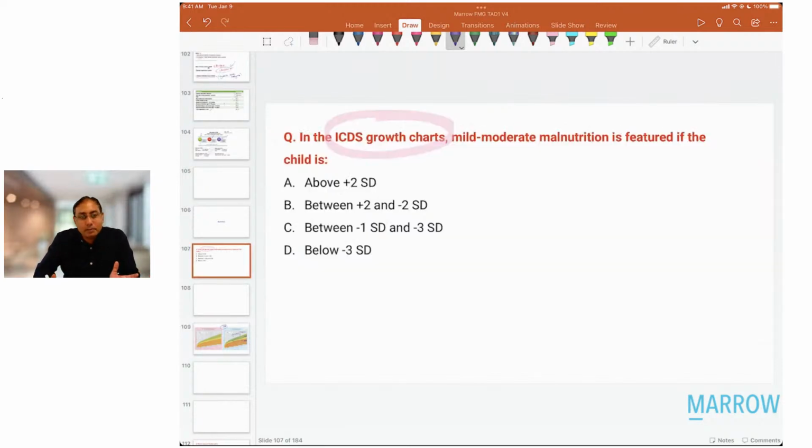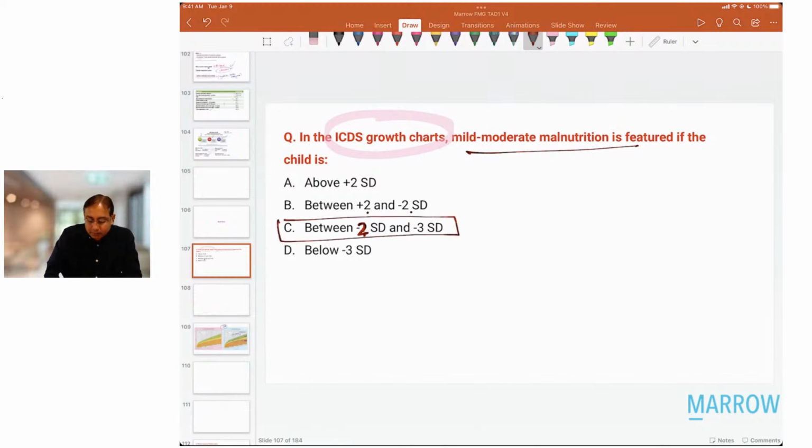So if you understand this, the question asked: mild to moderate malnutrition is featured if the child is between what and what? Between +2 and -2, between -1 and -3, between -3 and +3. So what do you think? Mild to moderate malnutrition is when the child is below -2 and above -3. So let's make this -2. Mild to moderate malnutrition will be below -2 standard deviation and -3.